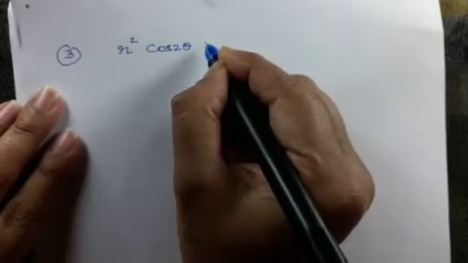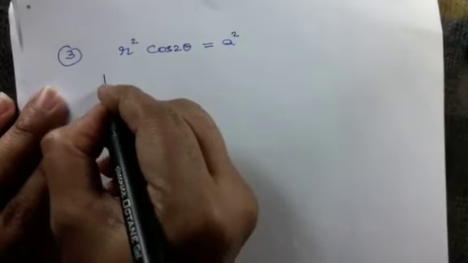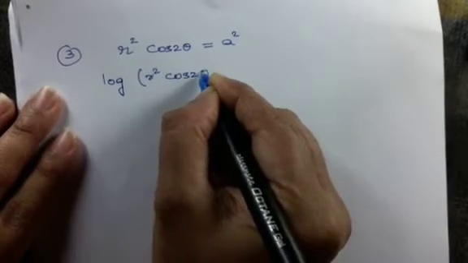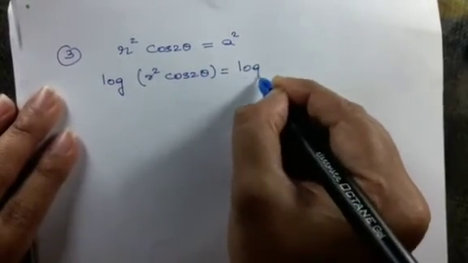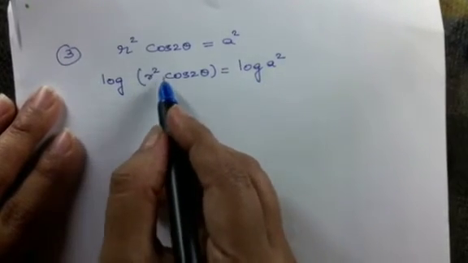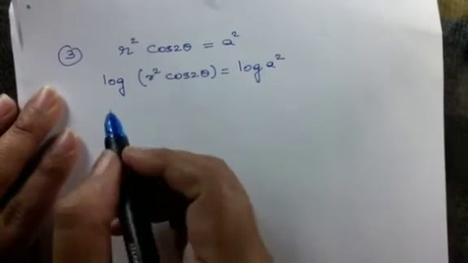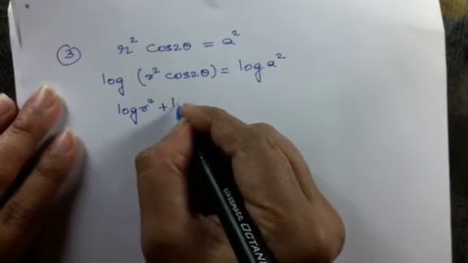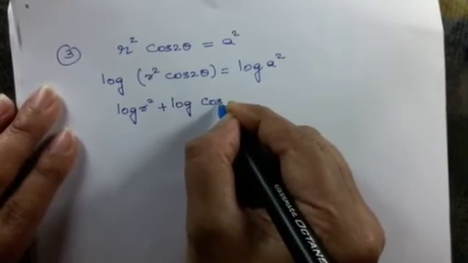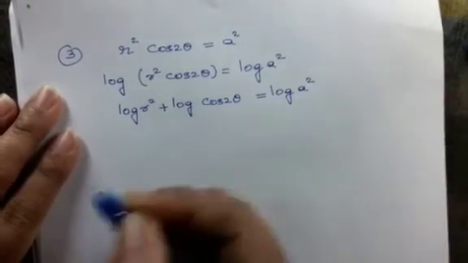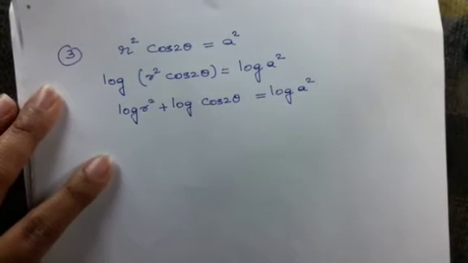theta is equal to a square. Same procedure, again take log of r square cos 2 theta is equal to log of a square. Using logarithmic property, log of a into b is log a plus log b. Correct? So I will get log of r square plus log of cos 2 theta is equal to log of a square. Now, I have to differentiate this with respect to theta.